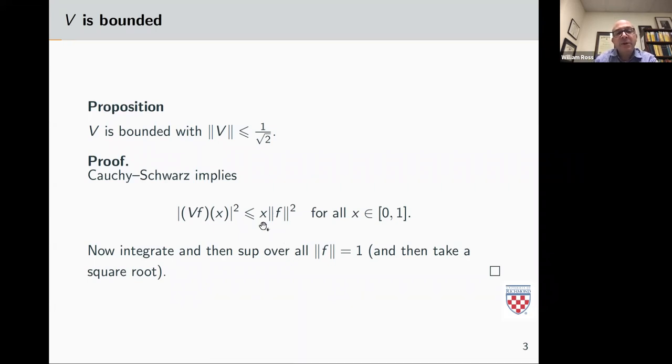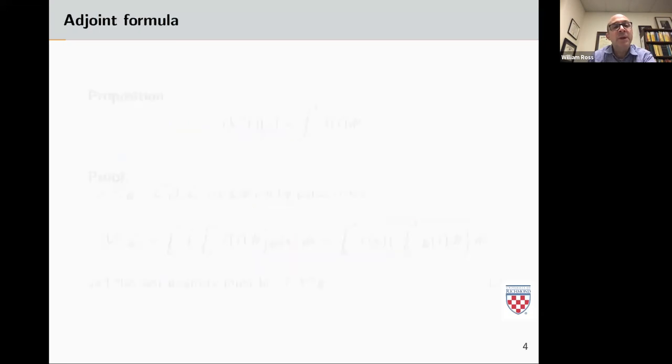And now to compute the norm, I'm going to sup over all unit vectors in L2, and then take square roots. And that'll show that Vf is in L2, and the norm of the Volterra operator is bounded above by 1 over the square root of 2. All right, I'm fully aware there's an improvement to be made here, which I'll do in a moment.